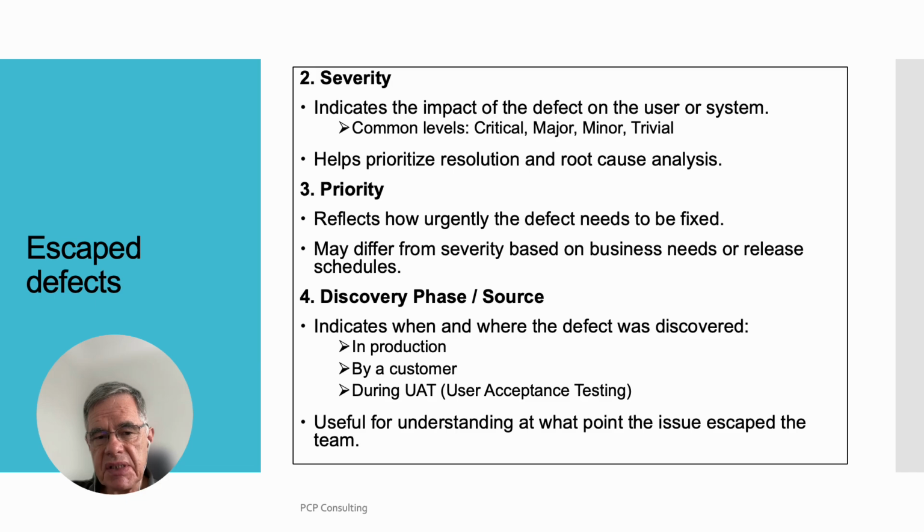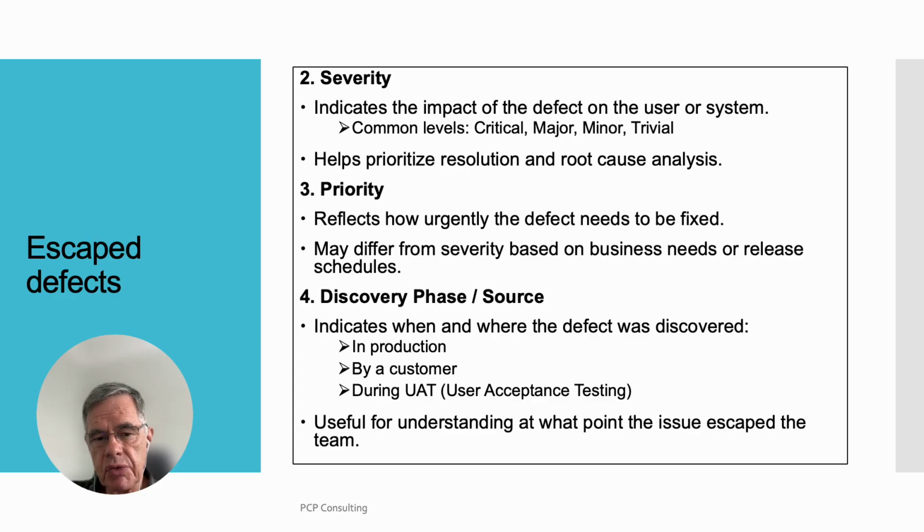Severity indicates the impact of the defect on the user or system. Common levels: critical, major, minor, trivial. Helps prioritize resolution and root cause analysis. Priority reflects how urgently the defect needs to be fixed. May differ from severity based on business needs or release schedules.